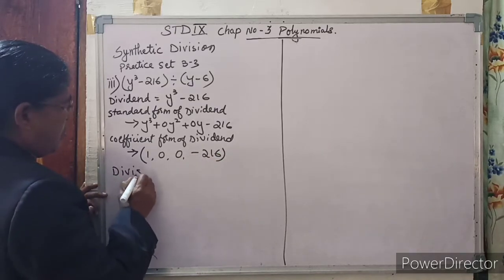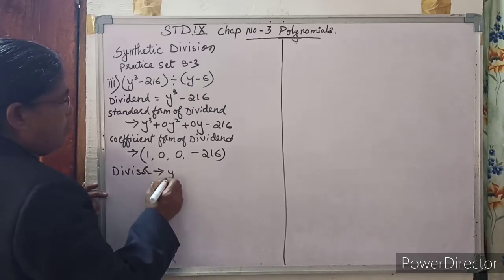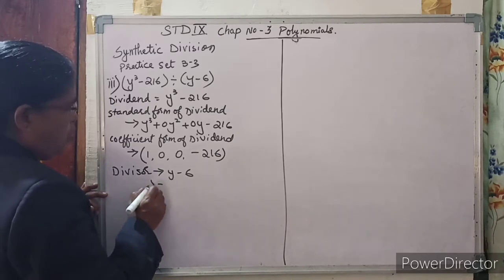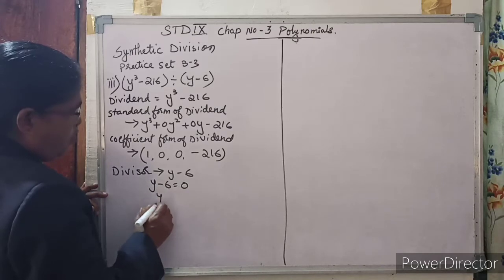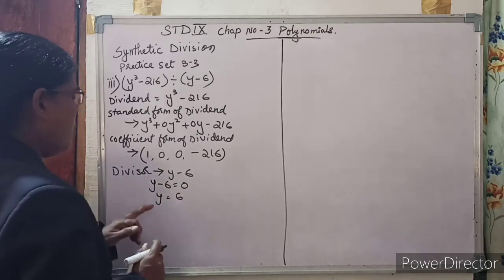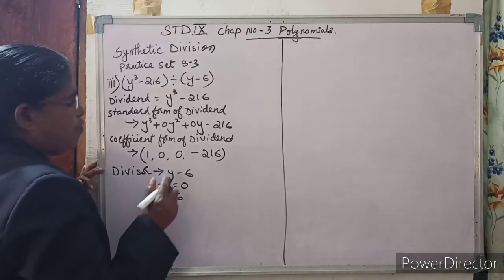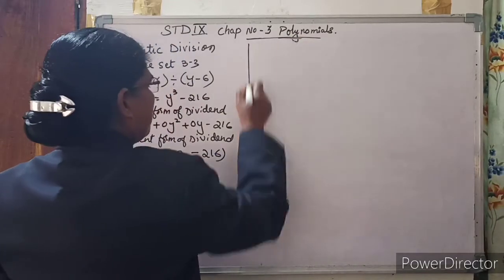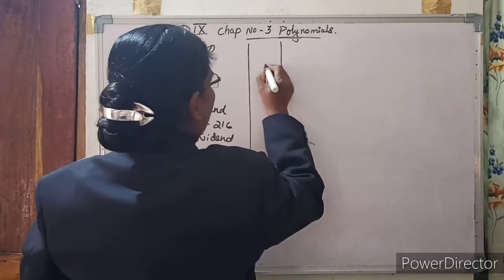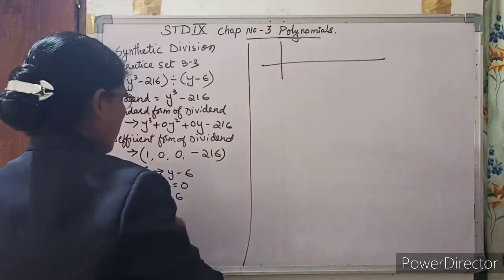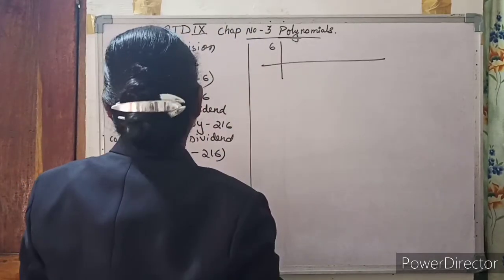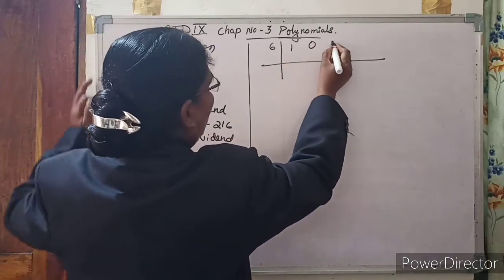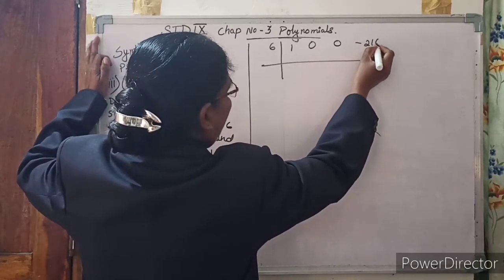Take the divisor. The divisor is y minus 6. Form this into an equation: y minus 6 is equal to 0. So y is equal to 6. Now I have got the y value 6. So for synthetic division, make a box like this. Y equal to 6, write this 6 here. Then the coefficient form of the dividend: 1, 0, 0, minus 216.